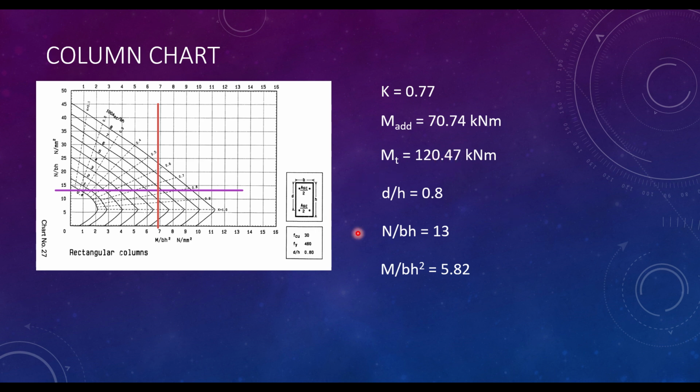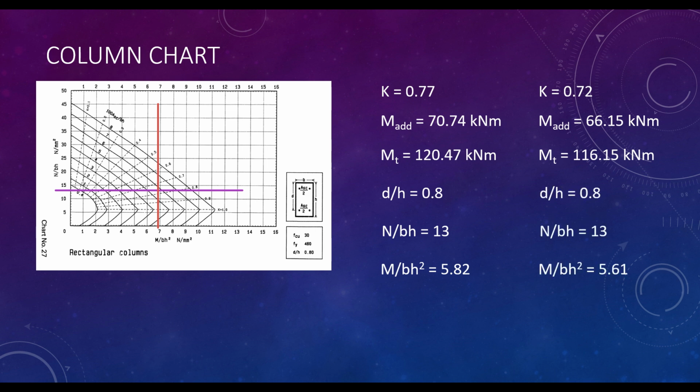With these three parameters again, you go to the chart, you read 13 against 5.82. You can see that what is changing is the moment. With 5.82, we are going to have something around here. So that means your K is going to be around 0.72, something like that. So we get another value of K of 0.72. If you do this, you get a new value of M add by substituting the value of K. Then you get another new MT.